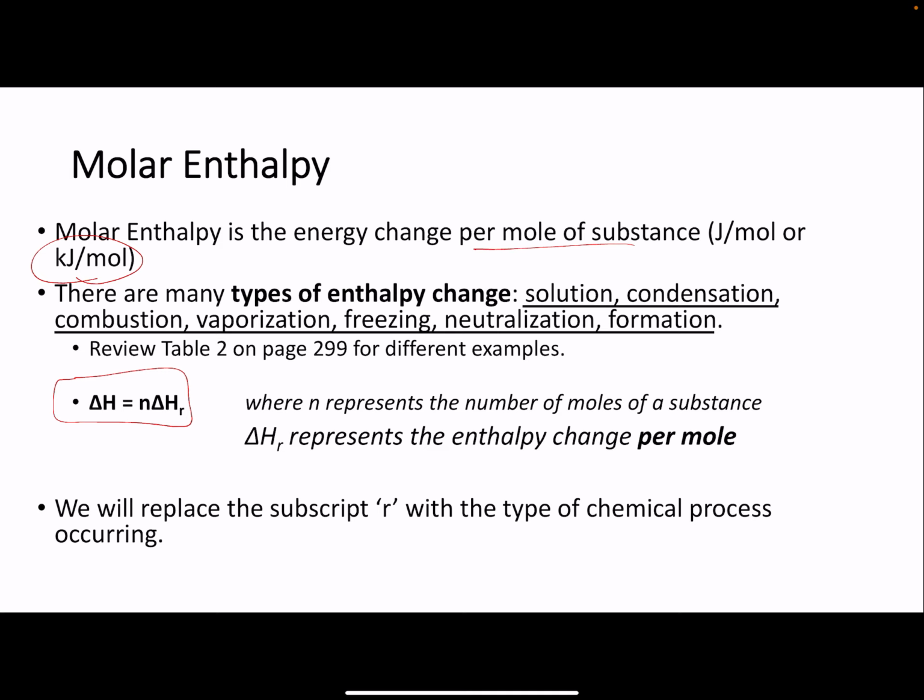We describe enthalpy changes based on the type of reaction that's happening. If something is dissolving, we call that the enthalpy of solution. If something is condensing, it's going from a gas to a liquid. Combustion, vaporization, freezing, neutralization, and formation are all types of reactions that have their enthalpy measured. So in general, how do we calculate this?